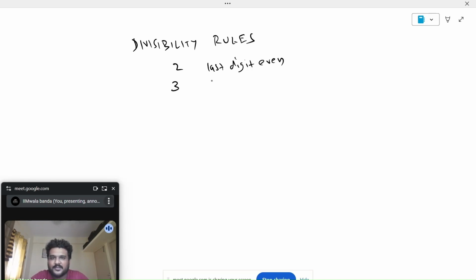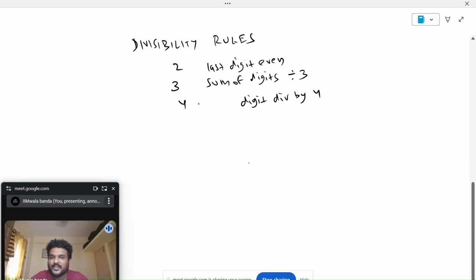We know for 3, the sum of digits should be divisible by 3. We know for 4, the last digit divisible by 4. Is that correct? No. The last two digits have to be divisible by 4.